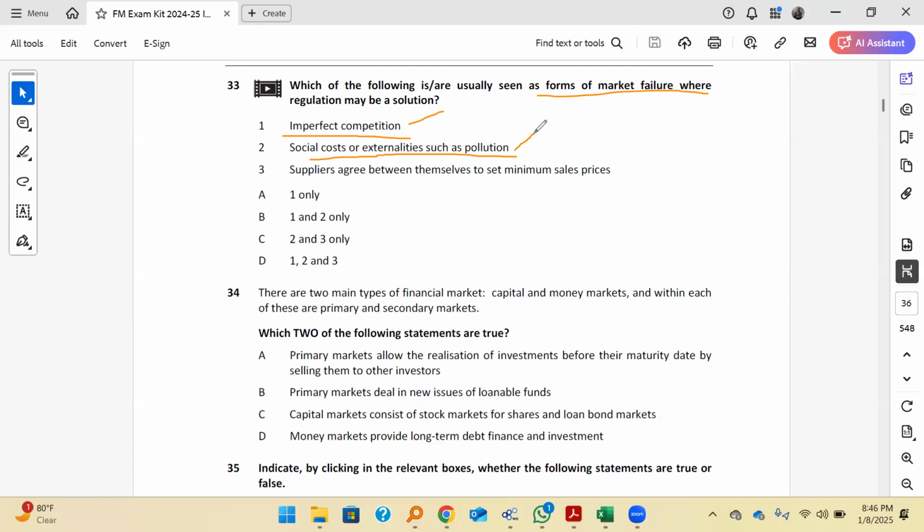Then suppliers agreeing between themselves to set minimum sales price. That is actually what we call cartels. But not just minimum prices, they can also set maximum prices. But that's not even a good thing. If suppliers can sit and say, how much should we charge these people? Then the market has already failed. So all the three items that have been highlighted here can indicate that the market has failed, and therefore we need to have some regulation.